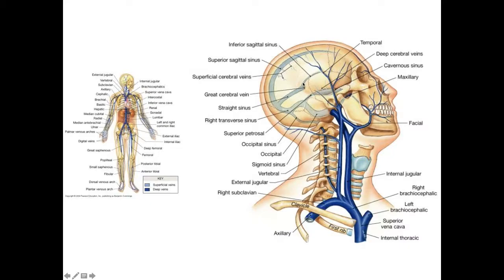We have the inferior sagittal sinus and the great cerebral vein. All of these are draining back and carrying blood from high pressure to low pressure, heading back to our superior vena cava and ultimately back to the right atrium of the heart.